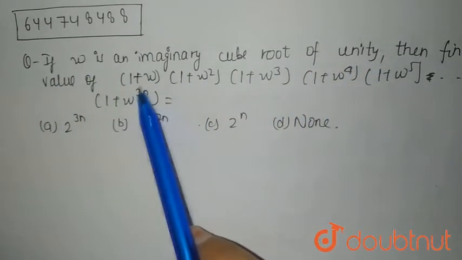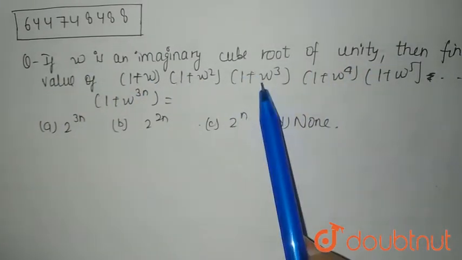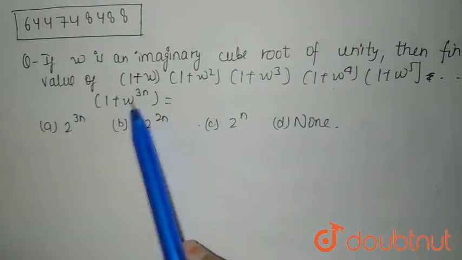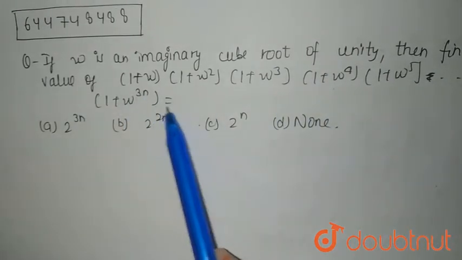Hello everyone, so our question is, if omega is the imaginary cube root of unity, then find the value of (1 + omega)(1 + omega^2)(1 + omega^3)(1 + omega^4)(1 + omega^5) and so on up to (1 + omega^(3n)) is equal to.